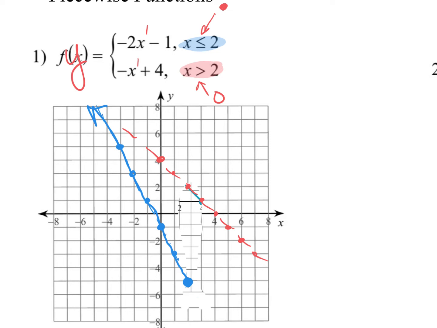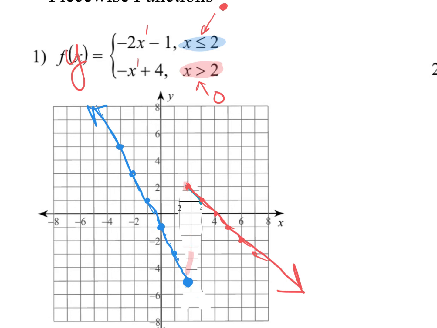Where's the division line? At x is greater than what? 2. So I'm going to go right here to 2. And I want all the values that are what? Greater than 2. Where are the values on the x-axis greater than 2? To the right. All this stuff over here. I want to keep that stuff. And what do I do with everything else? I'm going to erase it.